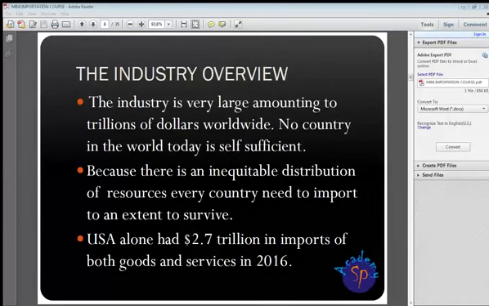The industry overview says the industry is very large, amounting to trillions of dollars worldwide. I mean, the importation industry is very large. No country in the world today is self-sufficient, and no country has ever been self-sufficient. Because there is inequitable distribution of resources, every country needs to import to an extent to survive. No matter how rich the United States may be, they will still have to import some level of things from all over the world.